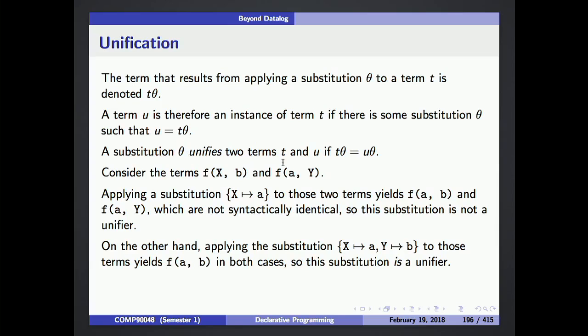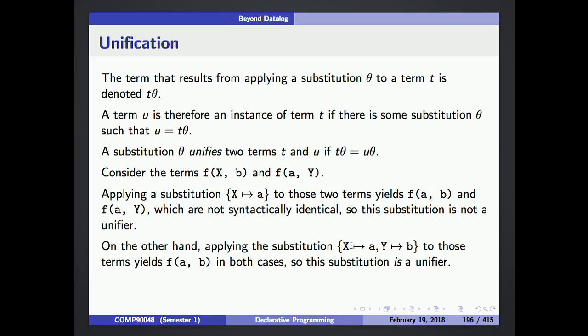So a substitution is a unifier if you have two terms t and u, and if you apply the substitution, they become the same. Right? They become exactly the same. Nothing different about them. So if we look at this example, f of x b and f of a y, if we applied the substitution x equals a, right, this would become f of a b. Right? But they're not identical yet, these two things there. But if we apply the substitution x equals a and y equals b, okay, it's a very simple case, then this one becomes f of a b, this one becomes f of a b, and they must be the same, so that is a unifier of those two terms.